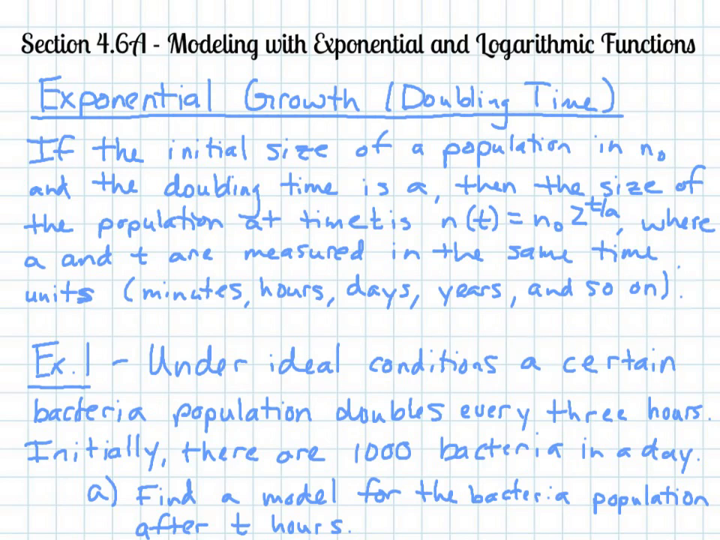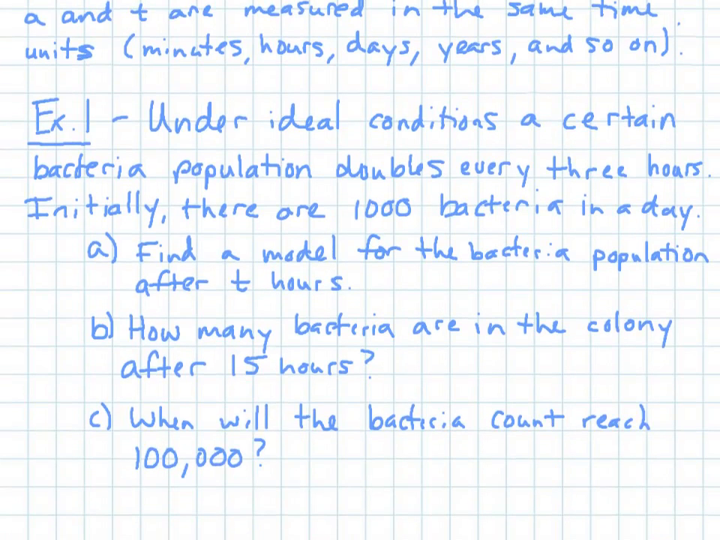Just make sure that they're both the same, because sometimes in your equations or word problems they'll give you one in one measurement and a different one for the other, so you need to adapt one to the other or vice versa. Okay, so example 1 says, under ideal conditions, a certain bacteria population doubles every 3 hours. Initially, there are 1,000 bacteria in a day. So find a model for the bacteria population after t hours. That means for this first part, they just want you to write the equation.